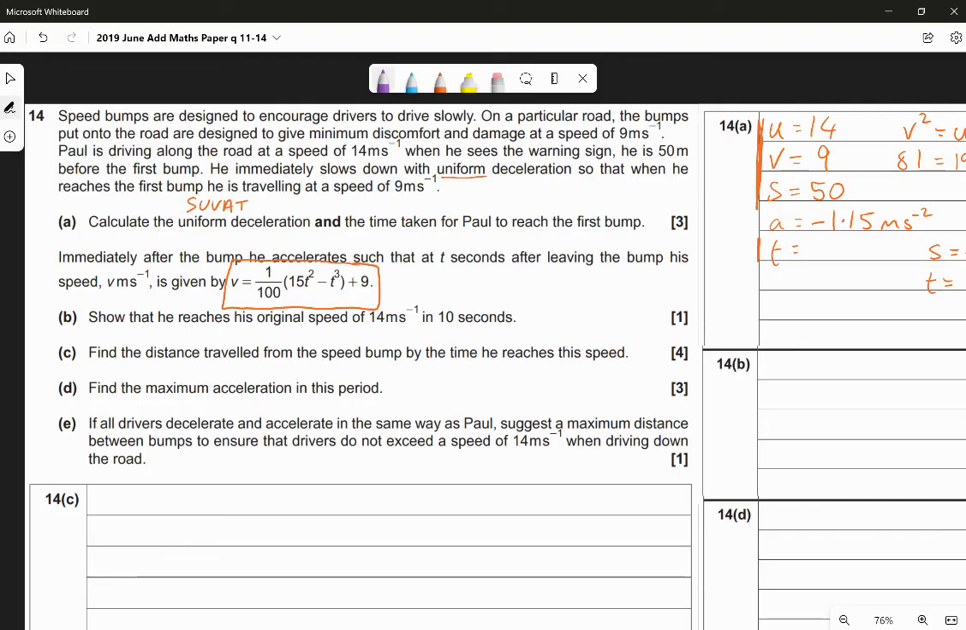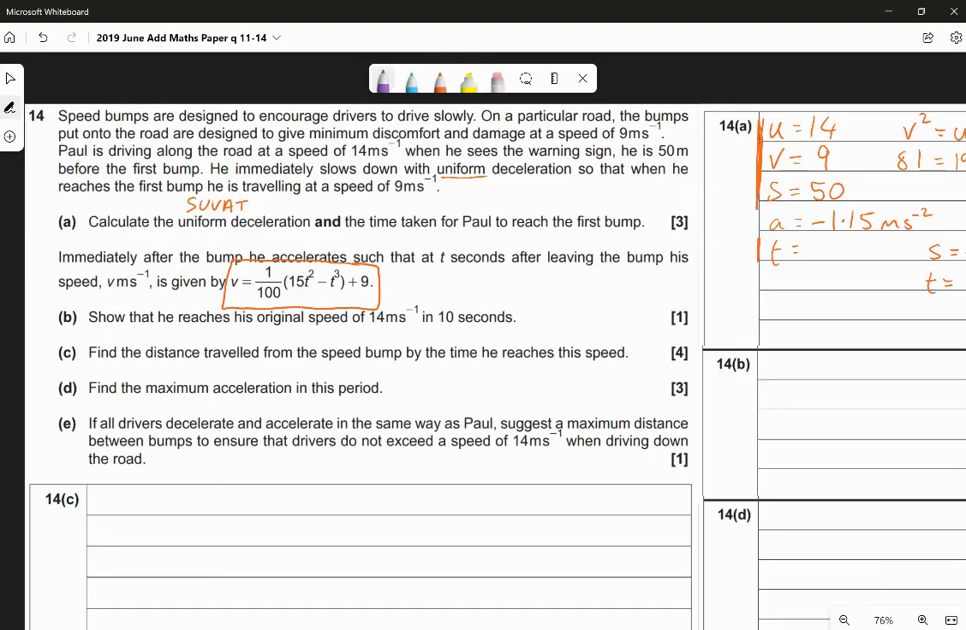In fact, if the velocity is a cubic function, then the acceleration itself, because acceleration is your rate of change of your velocity, will be quadratic, and hence you won't have uniform acceleration. It'll be changing. It'll depend on the value of t. So we can't use SUVAT from now.